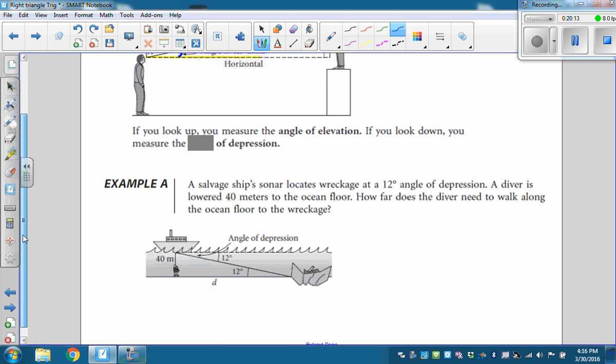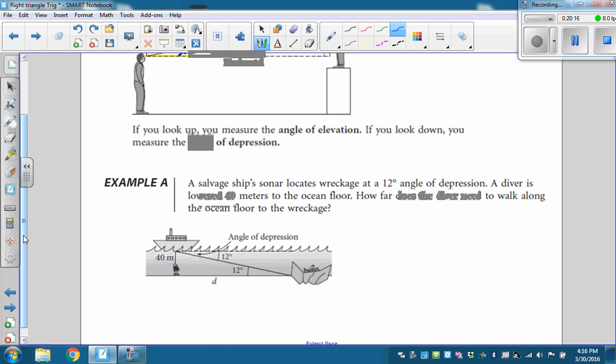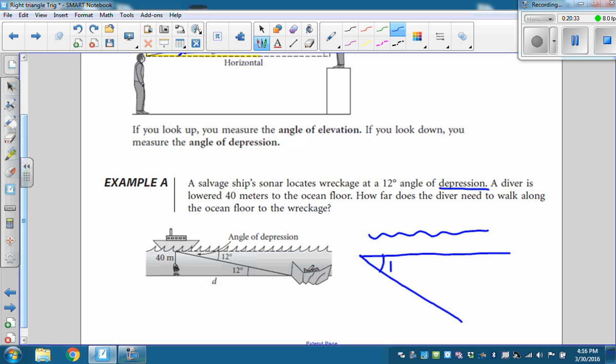A salvage ship's sonar locates wreckage at a 12-degree angle of depression. So if you didn't have the picture, you would think of the water as just a horizontal line, and it's an angle of depression. So from that horizontal line, you would go down 12 degrees. That's how you would draw the picture if it wasn't given to you, which eventually is a skill you'll need.